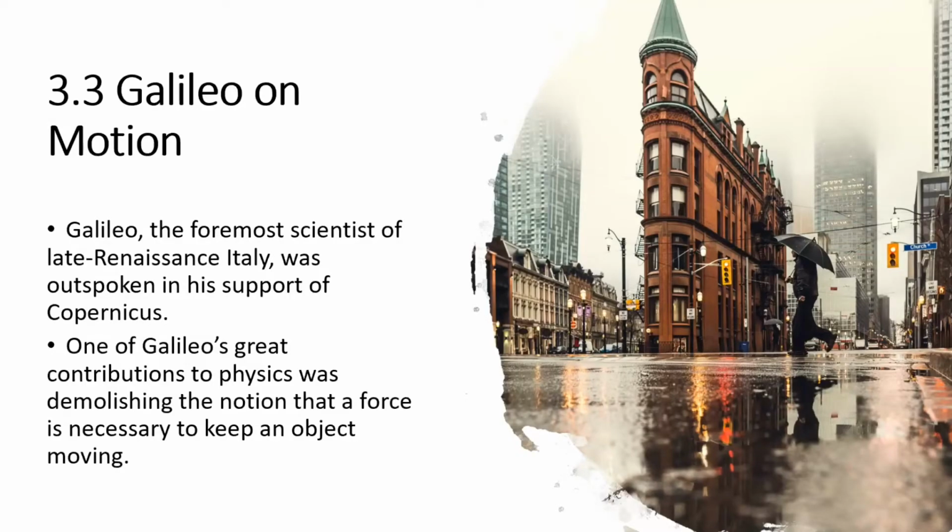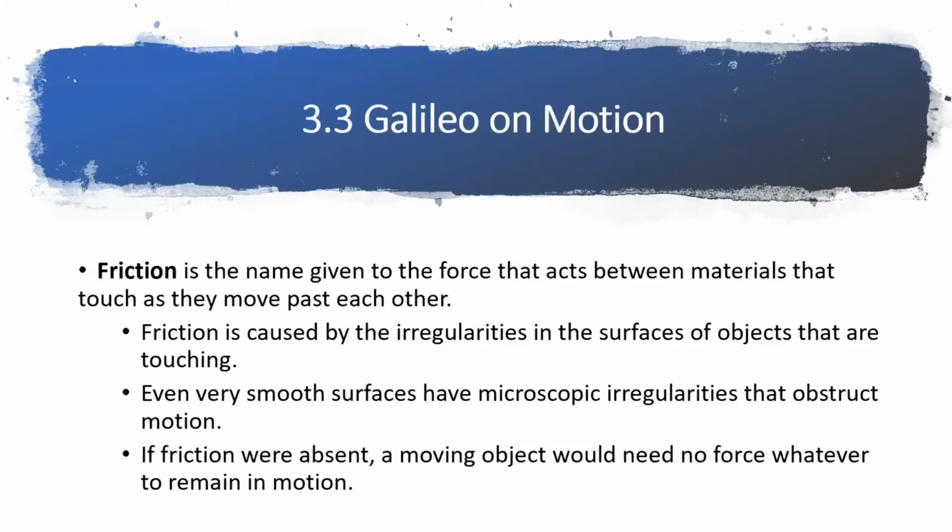So he was the foremost scientist in late Renaissance Italy. He was very outspoken in his support of Copernicus. So Galileo was going further with some of Copernicus's ideas. One of Galileo's greatest contributions to physics was demonstrating the notion that a force is necessary to keep an object moving. So friction. Friction is the name of the force that acts between materials that touch as they move past each other. Friction is caused by irregularities in the surface of objects that are touching.